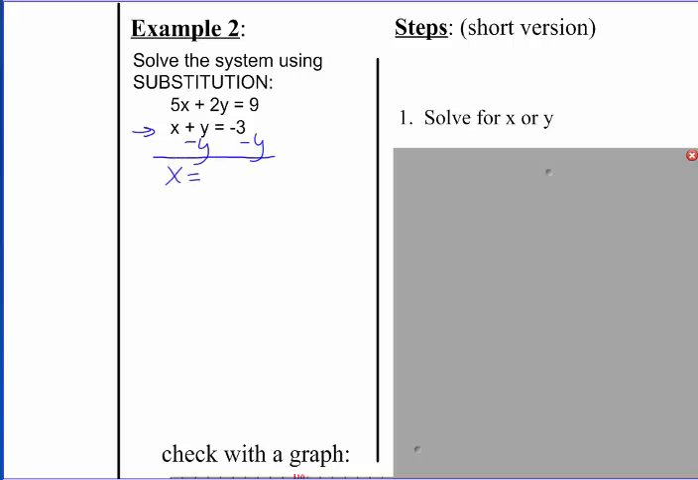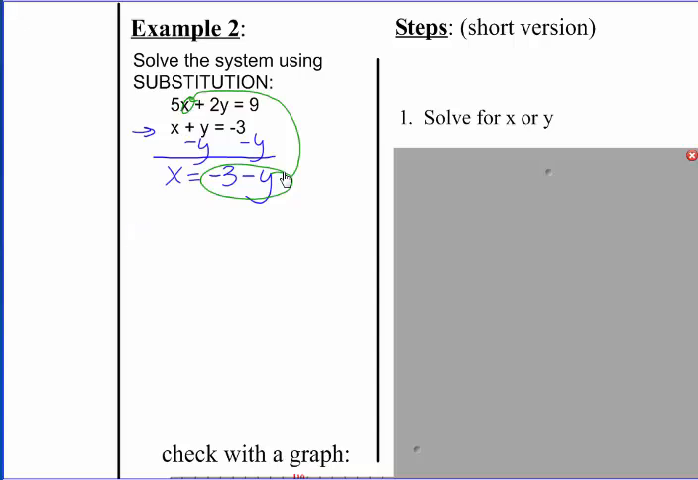So I have x equals negative 3 minus y. We're going to take that and plug it in to do our substitution. So again, we're going to substitute this expression into our other equation for x. That's going to go into the other equation for the x variable, because that's what it's equal to.